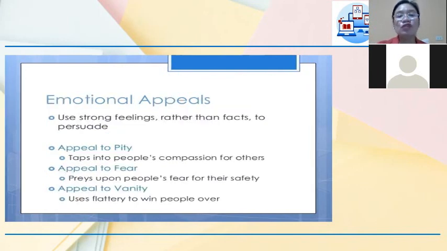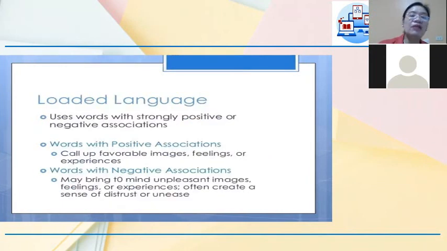And then emotional appeals use strong feelings rather than facts to persuade. Okay, so we have here appeal to pity, taps into people's compassion for others. Then we have appeal to fear, preys upon people's fear for their safety. And then appeal to vanity, uses flattery to win people over. Okay. And then we have the last one, loaded language.